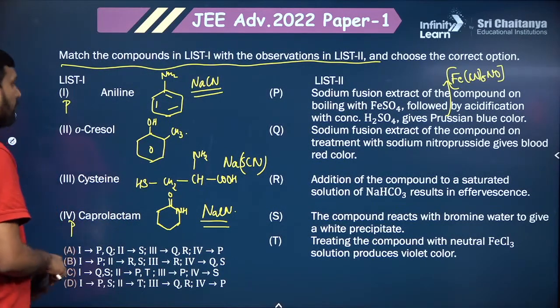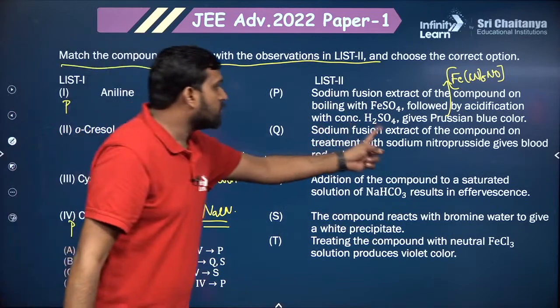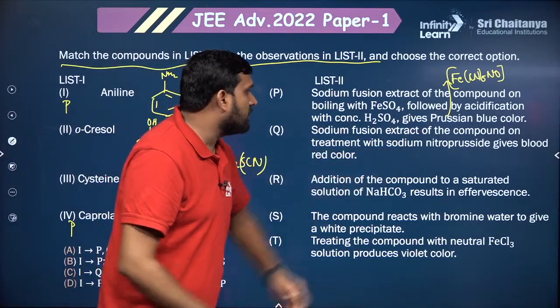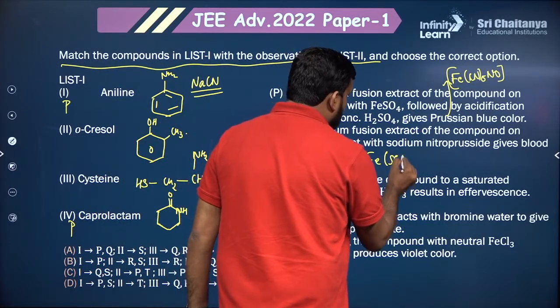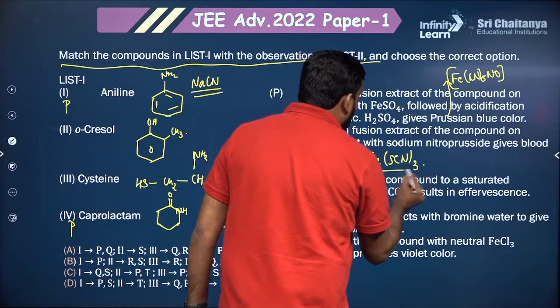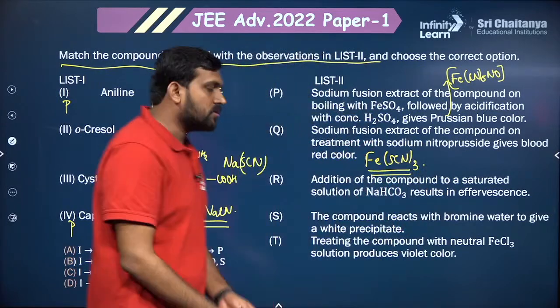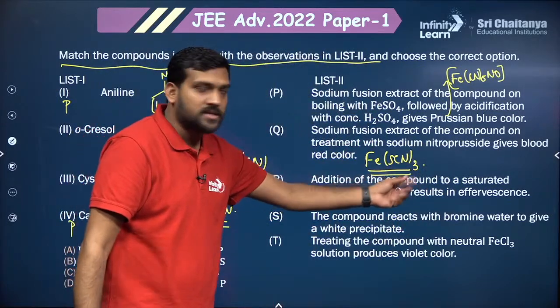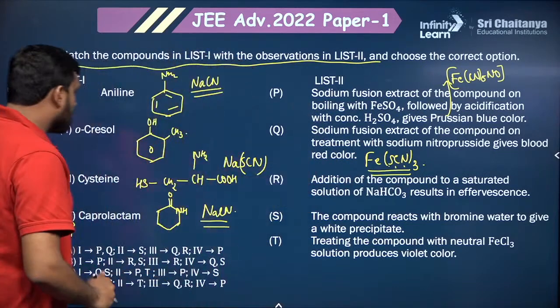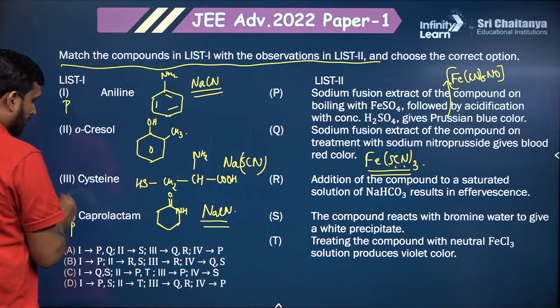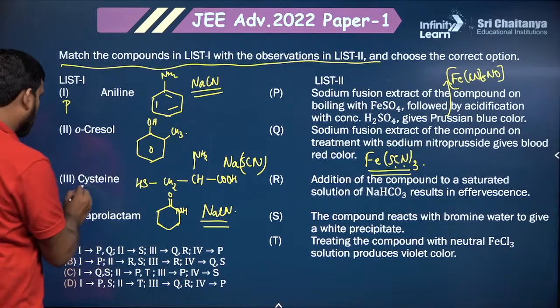So P will be here and P will be here. Okay, now second, sodium fusion extract from the compound treated with sodium nitroprusside gives the red color. So the red color is basically due to the ferric thiocyanate, FeSCN whole thrice. So it should contain sulfur, carbon as well as nitrogen. Okay, so it matches with only one option, that is the third one. So Q matches with this.